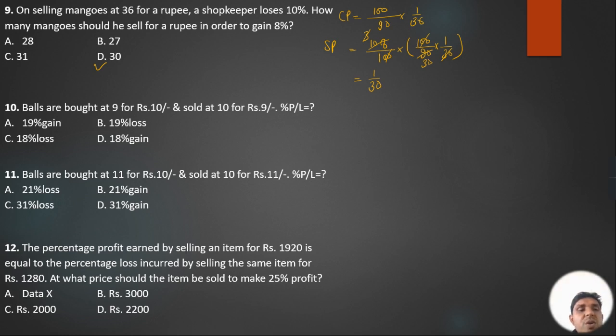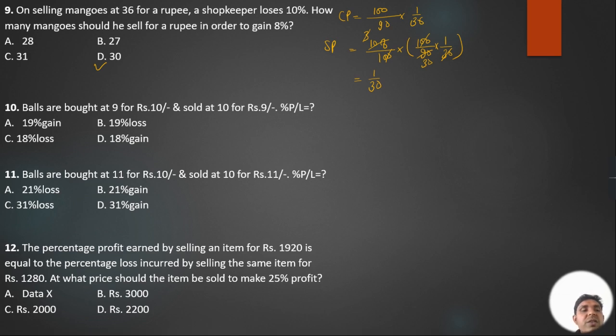The question is, balls are bought at 9 for rupees 10 and sold at 10 for rupees 9. Find the percentage profit or loss. So students, you can do this question by the traditional method: the cost price of 9 balls is given, that is 10, then find the cost price of one ball, this will be 10 by 9, then the selling price of one ball will be 9 by 10. So find the difference between these two, and divide by the cost price of one ball and multiply by 100. You will get the right answer, but that method is comparatively long.